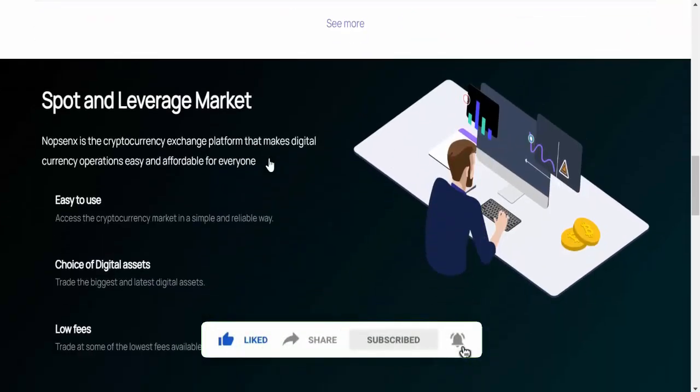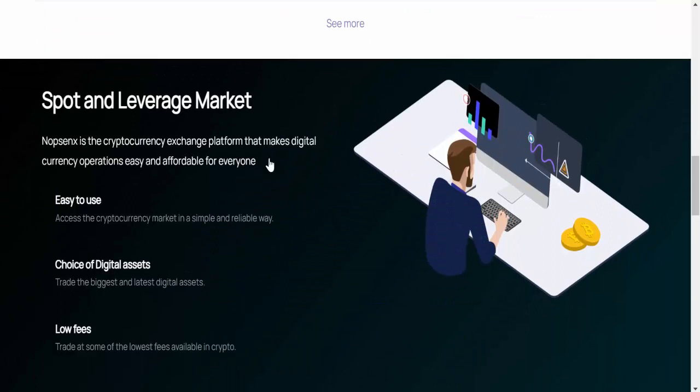Let's talk about the website legitimacy checkpoint. Is Nopsenx.com a scam or legit? This website's trust score is 35 out of 100. Nopsenx.com has a low trust score. Why? The website might be a scam, as we found several negative indicators for Nopsenx.com.